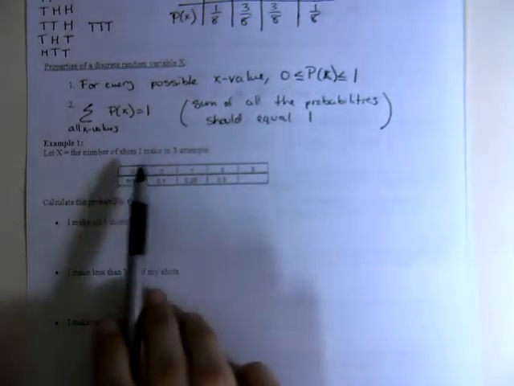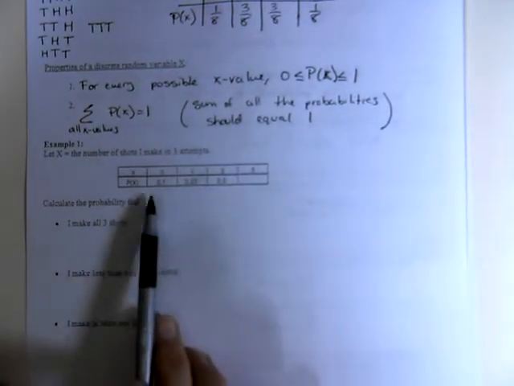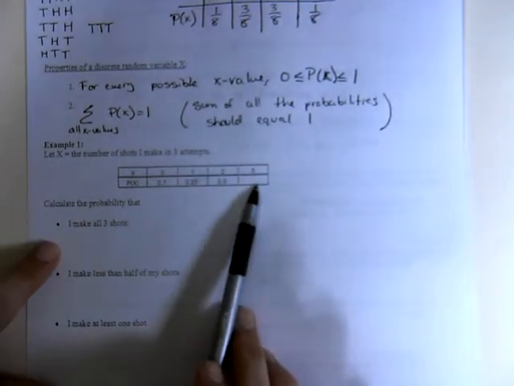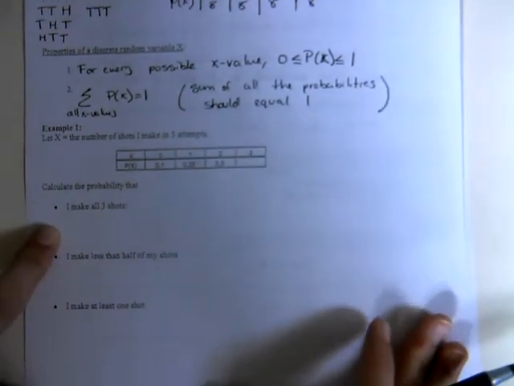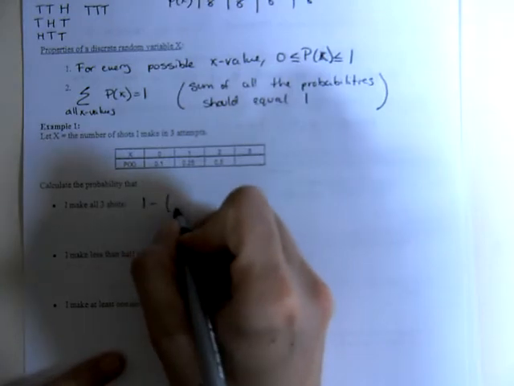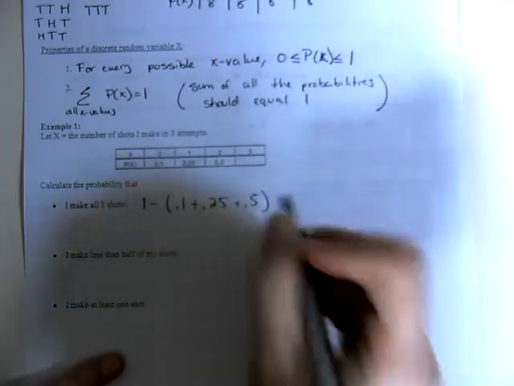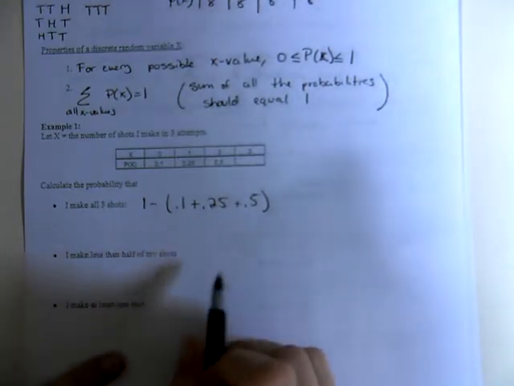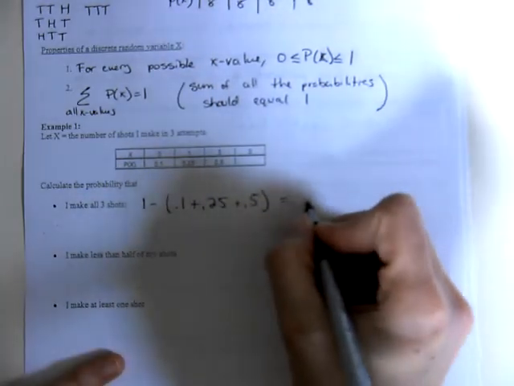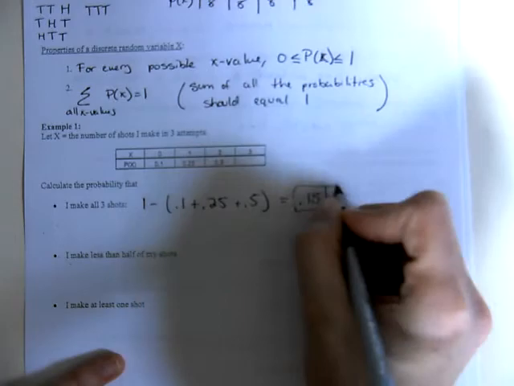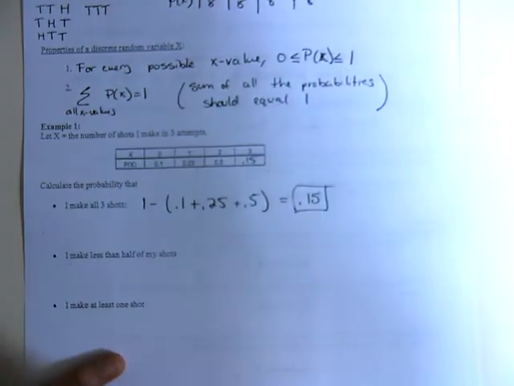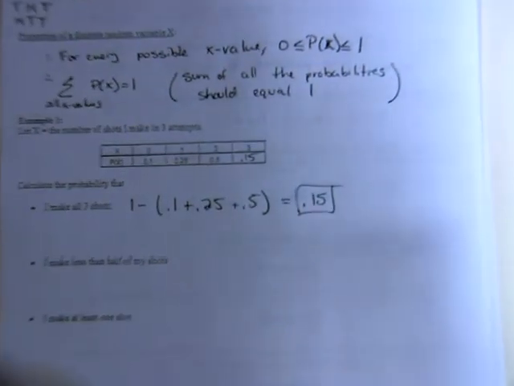Okay, so x is the number of shots I make in 3 attempts. So what's the probability that I make all 3 shots? Again, we know all these have to add up to 1. I'm going to do 1 minus 0.1 plus 0.25 plus 0.5. So I'm going to add up all the other ones, do 1 minus that, so I get 0.15. So there's my missing piece. Hopefully you guys can see this.